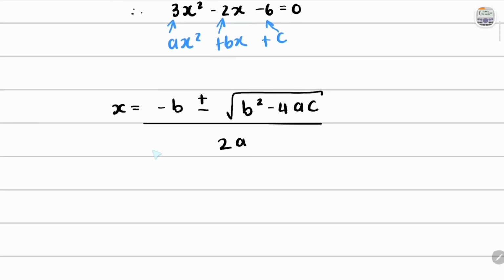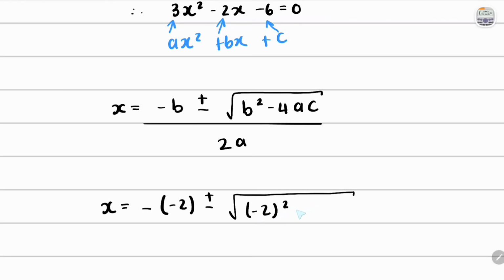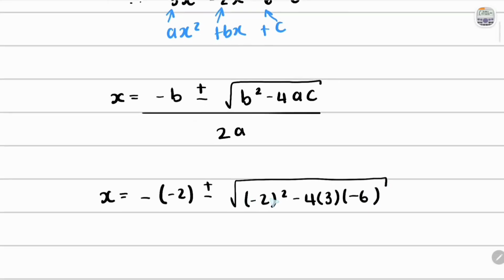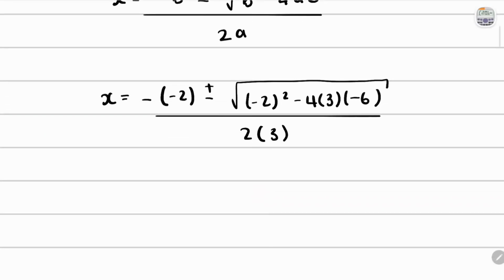Then we can go ahead and substitute our values. So x equals negative b, which is negative 2, plus minus the square root of b squared, which is negative 2 all squared, minus 4 times a, which is 3, and c, which is negative 6. Like that. And then this goes all over 2a, and we can see that a is 3, so 2 times 3. Then you can put this on your calculator and get your two solutions for x.